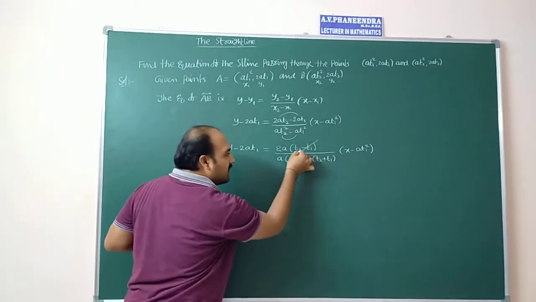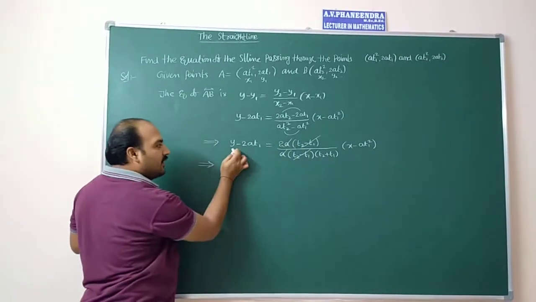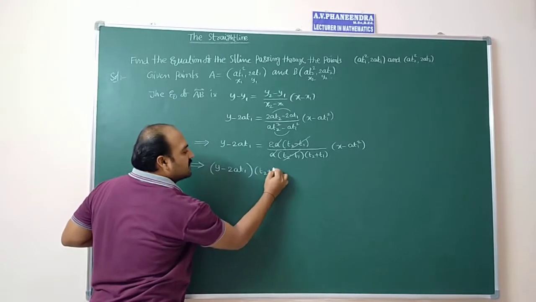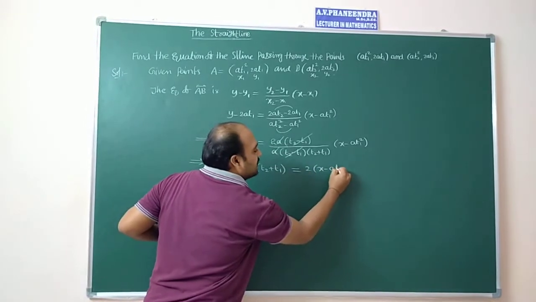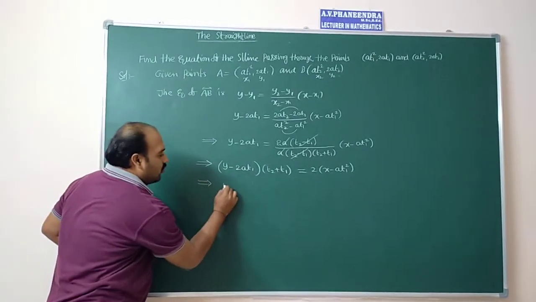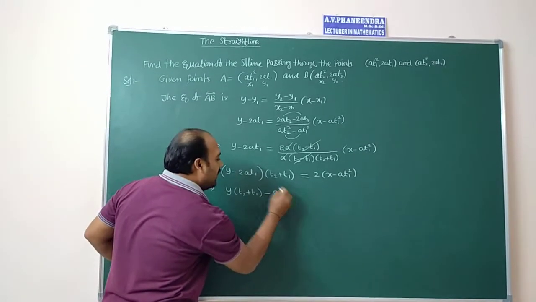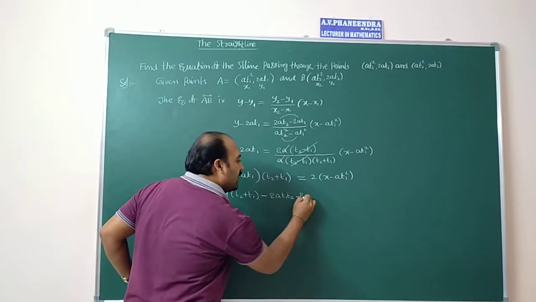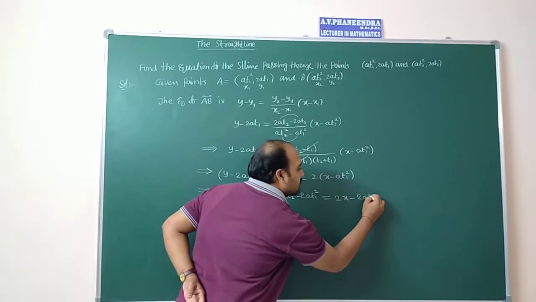So now t2 minus t1 and a get cancelled. Now cross multiply: (t2 plus t1) into (y minus 2at1) is equal to 2 into (x minus at1²). Now the actual multiplication: y into (t2 plus t1) minus 2at1t2 minus 2at1² is equal to 2x minus 2at1².